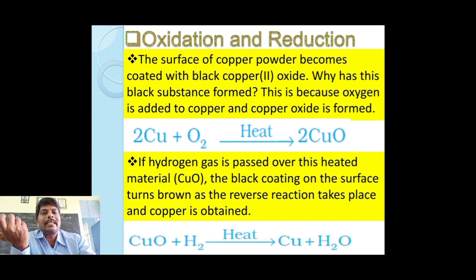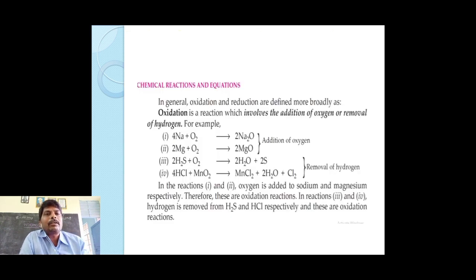Now what is oxidation? Addition of oxygen is called oxidation. What is meant by reduction? Addition of hydrogen is called reduction. So these are the two words, oxidation and reduction. In general, oxidation and reduction are defined more broadly. What is meant by oxidation? It is a reaction which involves the addition of oxygen or removal of hydrogen. Once again I will repeat: it is a reaction which involves the addition of oxygen or removal of hydrogen.